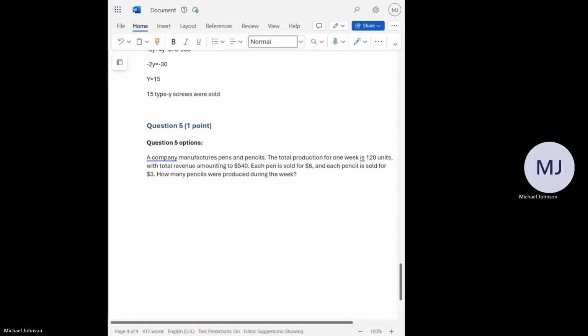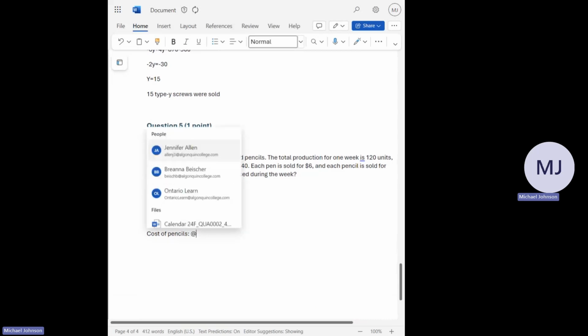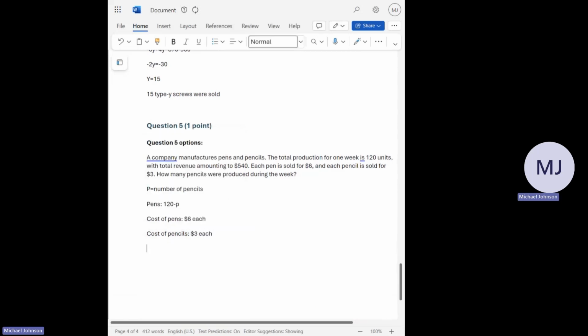and then for question 5, a company manufactures pens and pencils. The total production for 1 week is 120 units, with total revenue amounting to $540. Each pen is sold for $6, and each pencil is sold for $3. How many pencils were produced during the week? So to do this, P is number of pencils. Pens equals 120 minus P. Cost of pens is $6 each. Cost of pencils is $3 each.